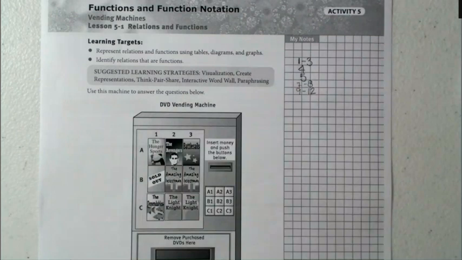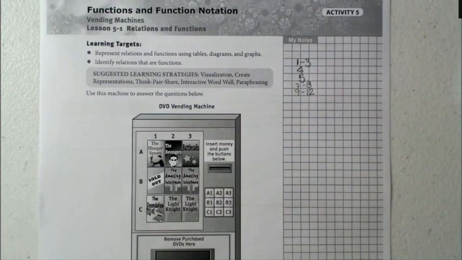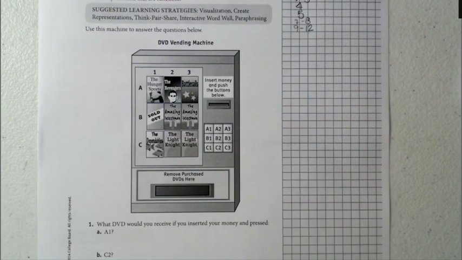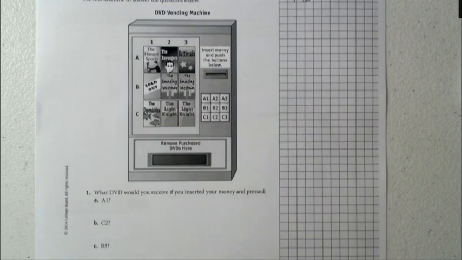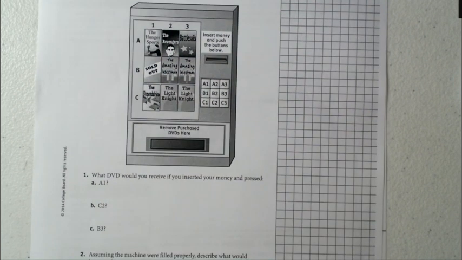So let's go ahead and take a look at our first section. Our first section covers questions 1, 2, and 3. It says, use this machine to answer the questions below. And it's a DVD vending machine. It's kind of like a Redbox machine. And question 1 says, what DVD would you receive if you inserted your money and pressed A1?